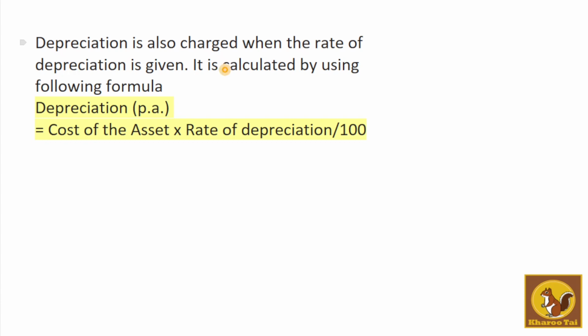Depreciation is also charged when the rate of depreciation is given. It is calculated by using the formula: depreciation per annum is equal to cost of asset into rate of depreciation divided by 100. So when the rate of depreciation is given, we don't need the information of scrap value and estimated useful life of the asset. That information is not required in this case. We just have to apply the percentage on the cost of asset, and then we will get the depreciation.